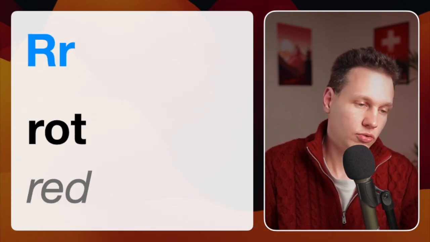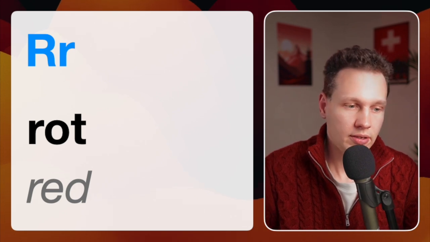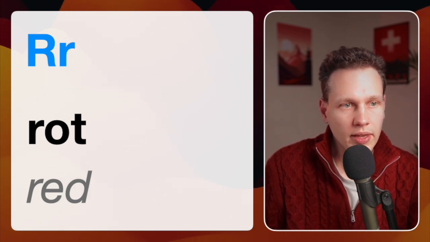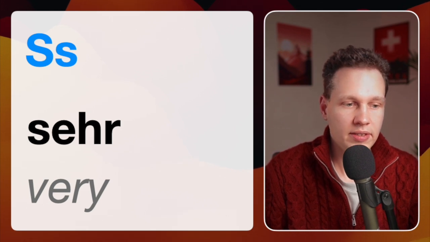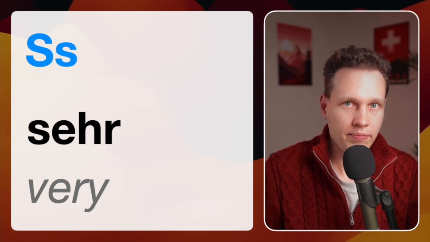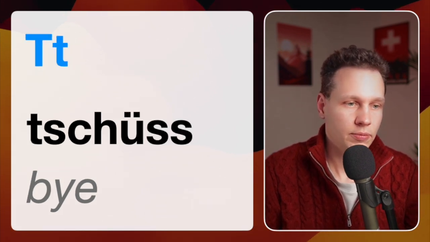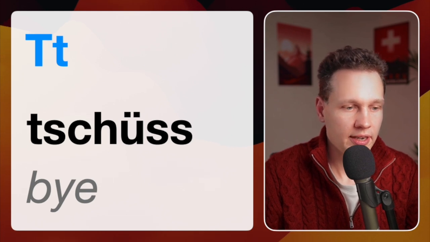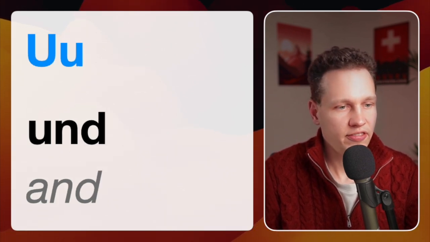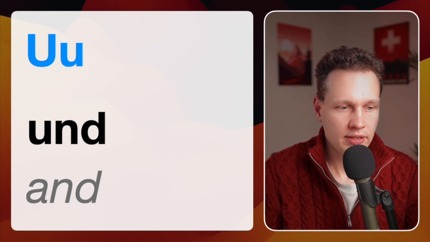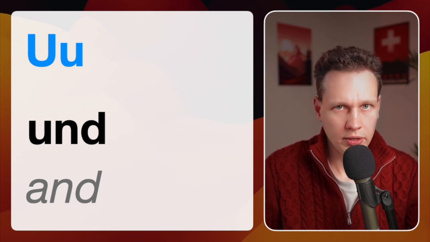And I just remember the word rot, red, rot. And then S as in sehr, very, sehr. T is pronounced like tschüss, that means bye, tschüss. U you find in the word und, which means and, und. V you find in the word von, from, von.